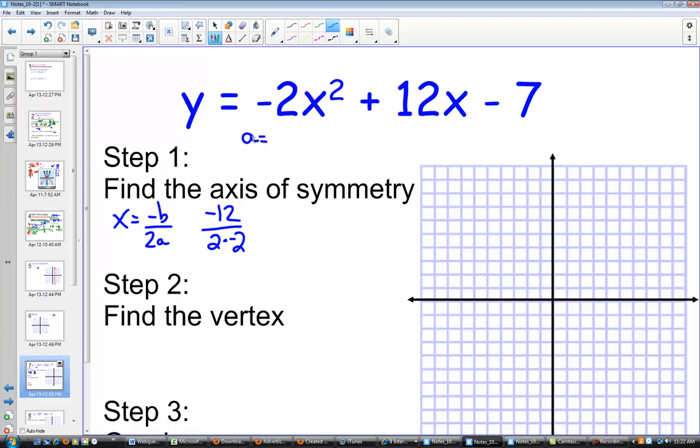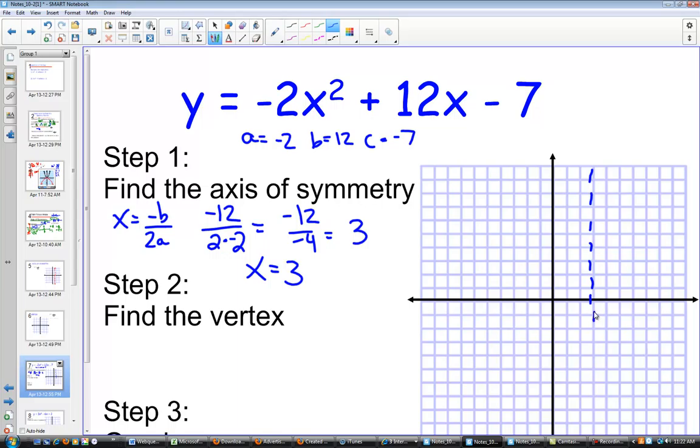You could even write that down if you want. A is negative 2, b is 12, and c is negative 7. Those are our a, b, and c values. So we solve this and we get negative 12 over negative 4, which is 3. X equals 3. That is our axis of symmetry. We plot that on our graph, which is going to be a vertical line.